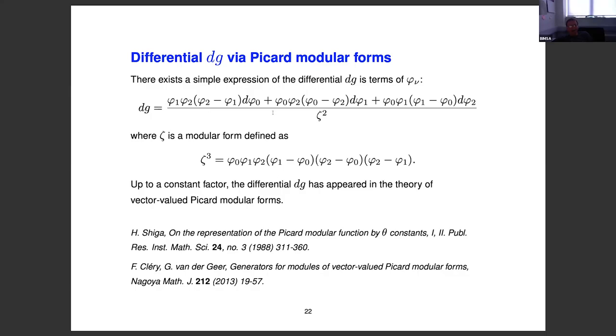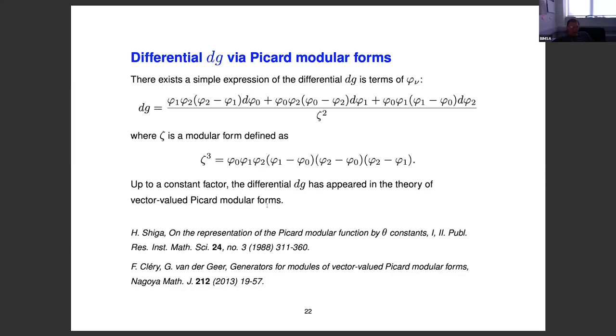And by the way, although the whole thing is a vector-valued modular form, this function g, the antiderivative, is not modular because there is some additive constant in its transformation law. It's killed by differentiation, but on its own, g is not a modular form. It's like an integral of a modular form. All right, so here are some references on exactly these modular forms.